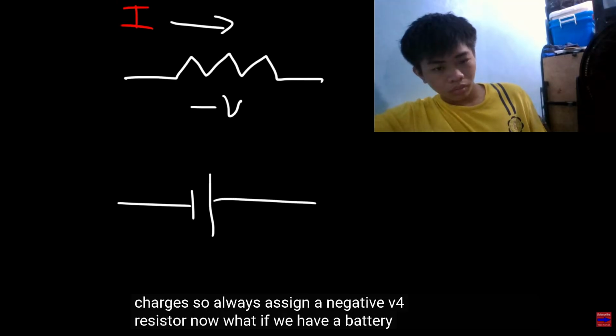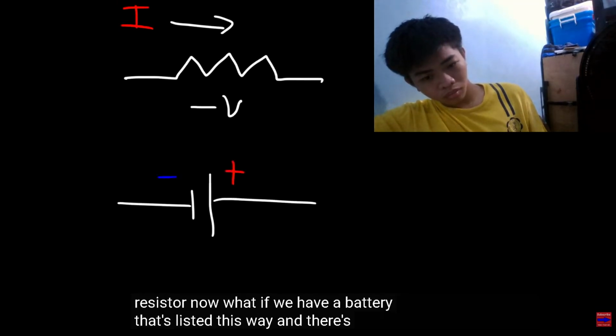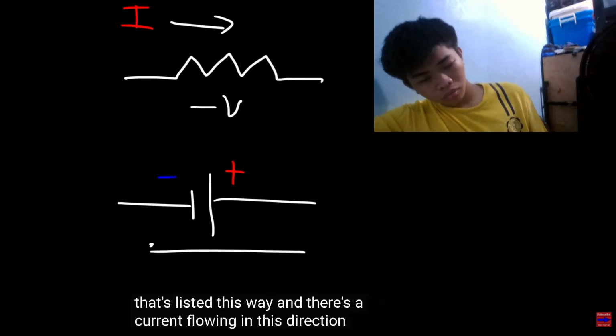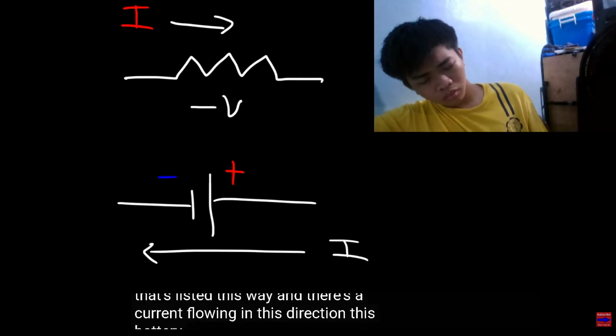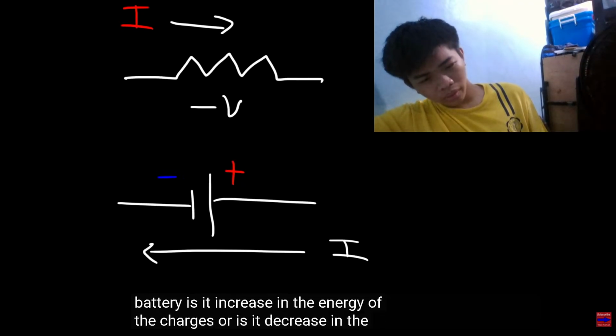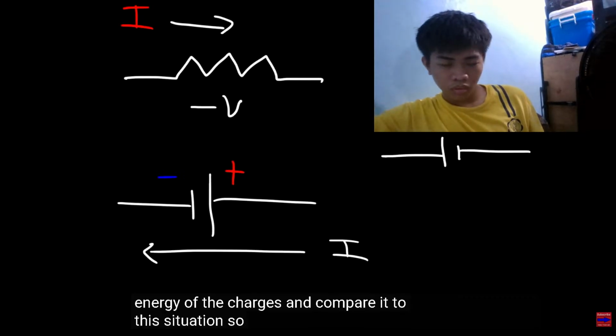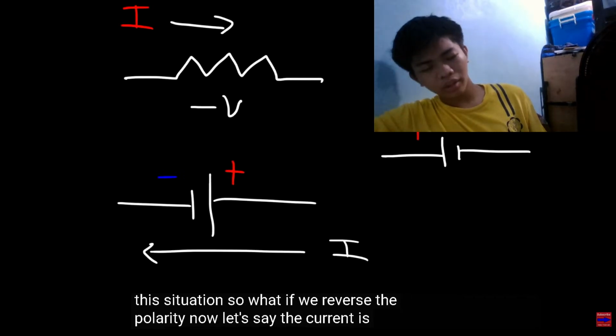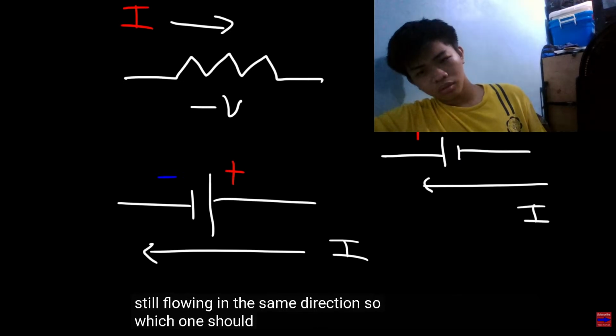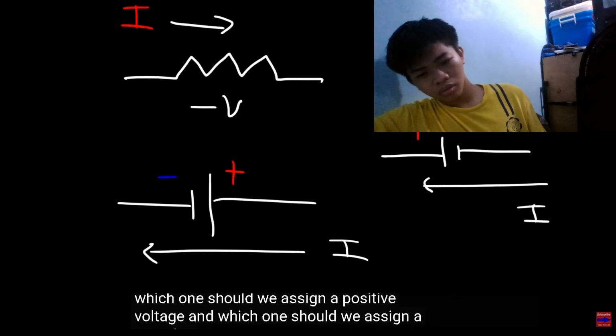Now if we have a battery that's listed this way, and there's a current flowing in this direction, is this battery increasing the energy of the charges or is it decreasing the energy of the charges? And compare it to this situation. So what if we reverse the polarity? And let's say the current is still flowing in the same direction. So which one should we assign a positive voltage and which one should we assign a negative voltage?